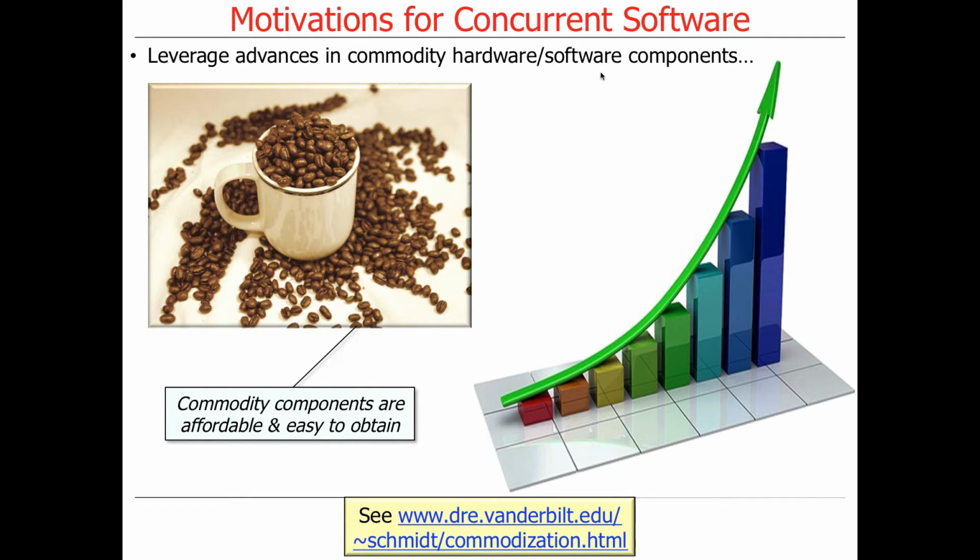A commodity, or in this case, commodity hardware and software components, are components that are affordable and easy to obtain without having to go and do a lot of special things. You don't have to have them special ordered. You don't have to pay a fantastic amount of money for them. They're commoditized. And more things in our field, in computing, information technology, software, and hardware, have become commoditized.